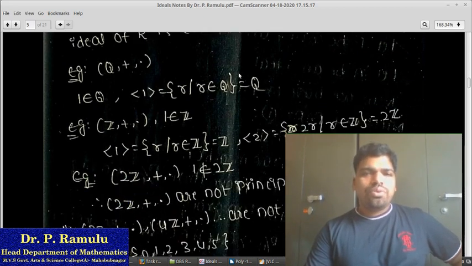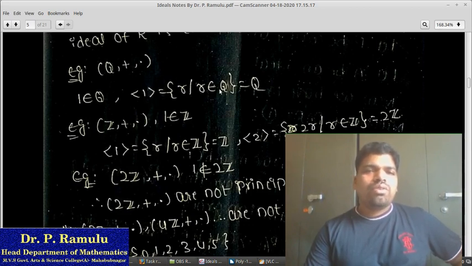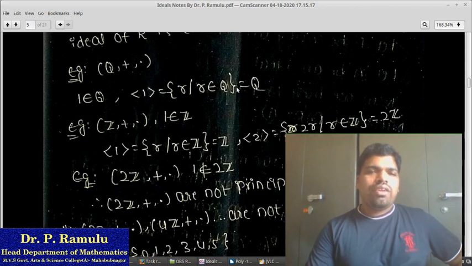Example: I am taking (Q, +, ·), 1 belonging to Q. ⟨1⟩ equals what? ⟨a⟩ = {ar}, here a equals 1, so 1 into r equals r only, such that r belongs to Q. That means the set equals Q. So Q is generated by 1. The ideal Q is generated by 1. Therefore, Q is a principal ideal.